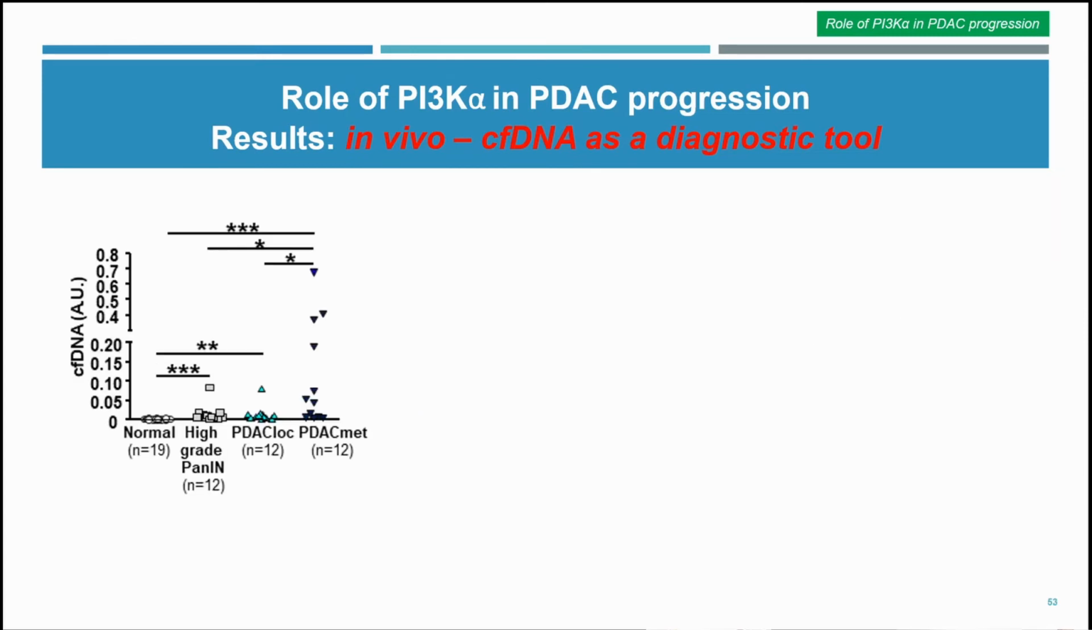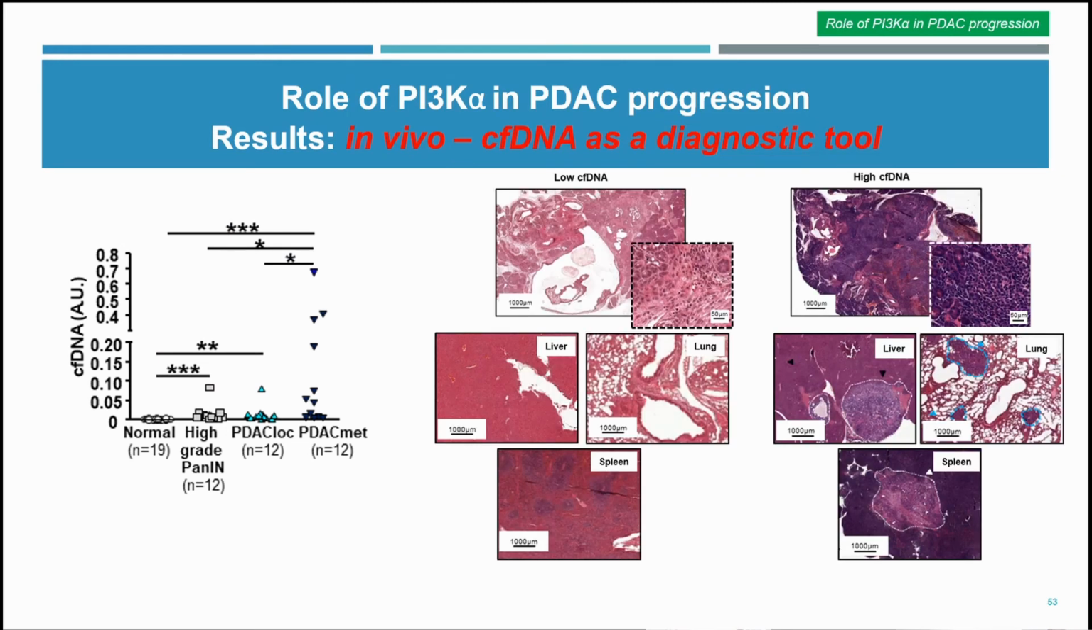Trying to correlate the levels of cell-free DNA with disease progression, we observed that it matched the progression of the disease. Mice having lower levels of cell-free DNA, in some cases, only had in situ tumors, but no micrometastasis, unlike mice presenting higher levels of cell-free DNA.